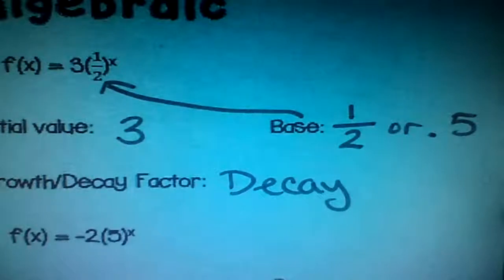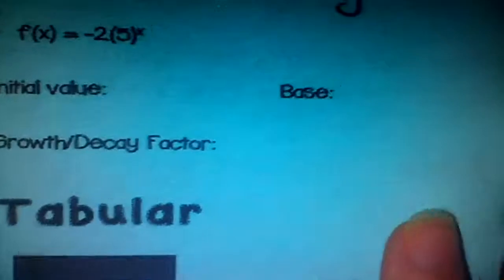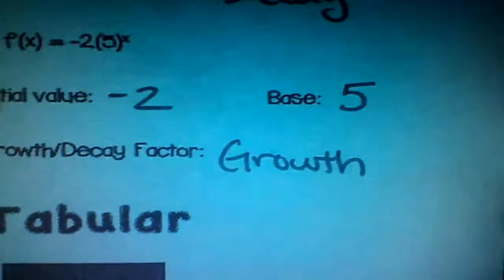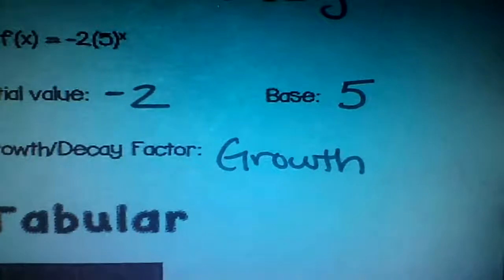Take a look at this second one. I start at -2, and my base, every time I'm increasing by 5. So is this growth or decay? This is growth. This time I'm multiplying by a 5. So it's blowing up or getting bigger.